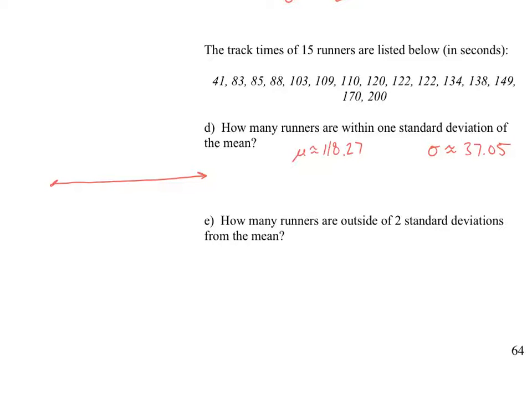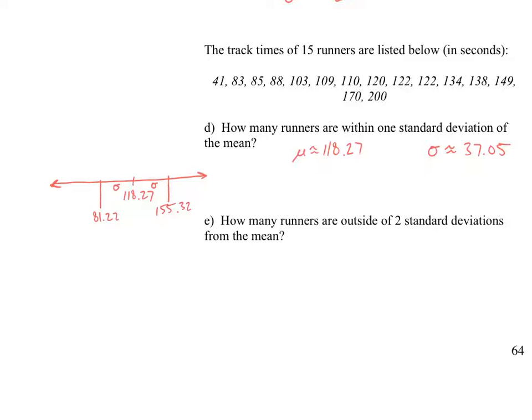and put the mean right in the middle of that number line. So my mean is 118.27. And I want to know how many runners are within one standard deviation. So I'm going to put another mark to the outside in either direction of that. And that's going to be +1 standard deviation and -1 standard deviation in either direction. So if I add this number to the mean, I will get 155.32. And that's that value. If I subtract the standard deviation from the mean, then I get 81.22, and that's that number.